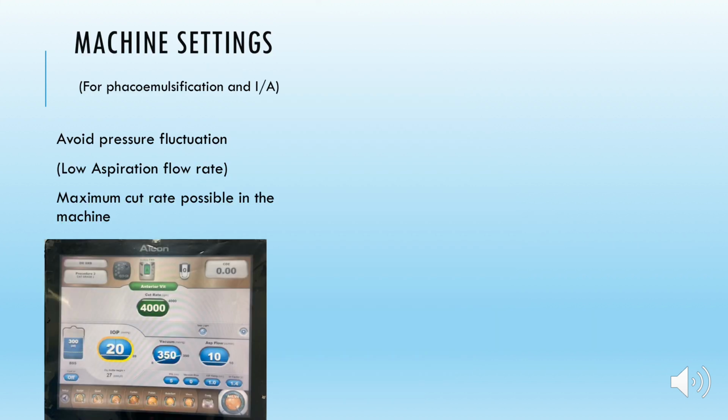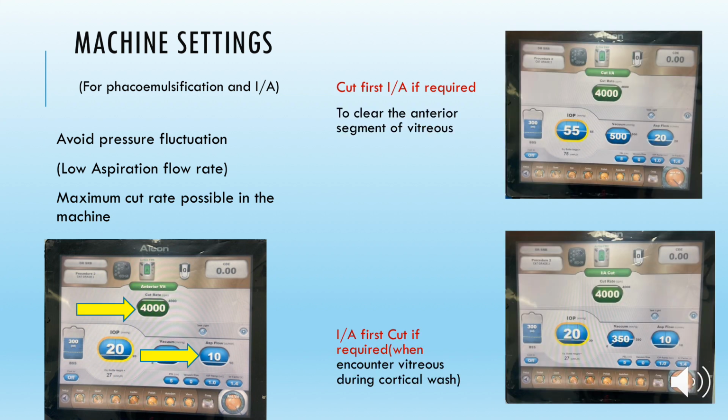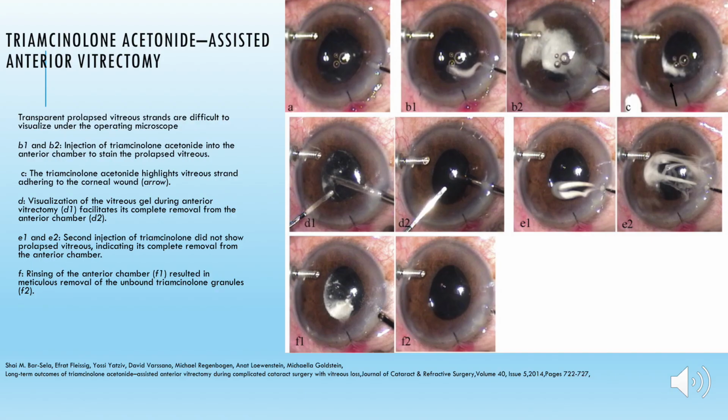Now, coming to the machine settings, one should avoid pressure fluctuations, hence the lowest possible aspiration flow rate can be taken, and the maximum cut rate is recommended. One can use the cut first setting to clear the anterior segment of the vitreous. And if one encounters cortex while clearing the vitreous, after cutting it using the above setting, one can move to the IA first and cut later setting.